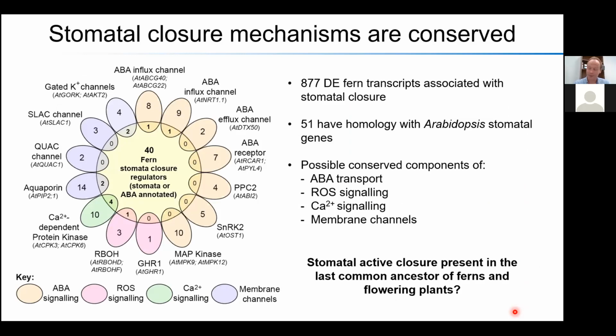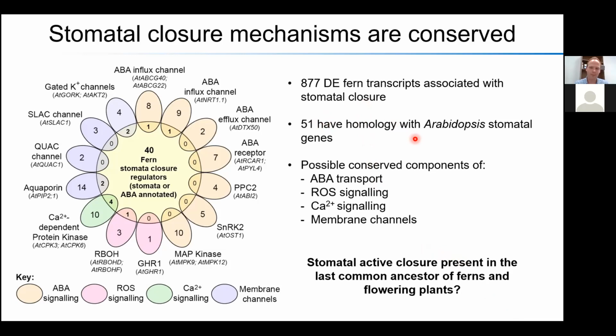So what did we find? I will take stomatal closure first. So we found 877 candidate transcripts that seem to be associated with the act of stomata closing. So that's a lot to look through, but of those, 51 were related to genes in Arabidopsis that we knew had a role in stomata. So we decided to use that as the basis for our analysis.